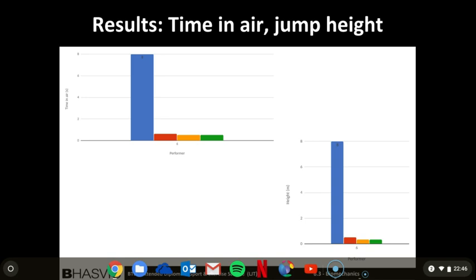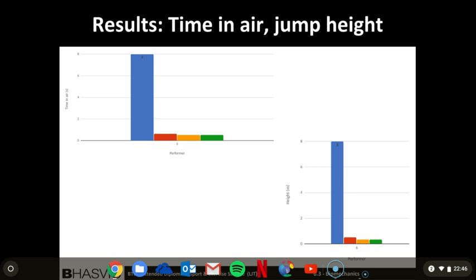Lastly, I compared the participants' time in the air and jump height. For time in air, participant 6 was off the ground for 0.63 seconds, whereas participant 8 was in the air for just 0.52 seconds. This supports the general pattern of the two athletes' data.